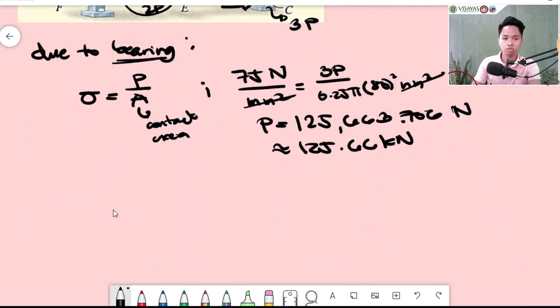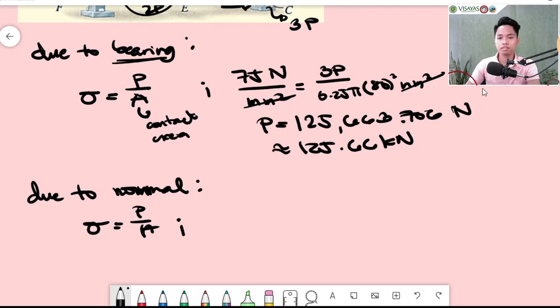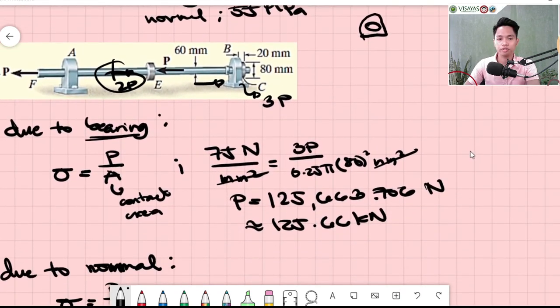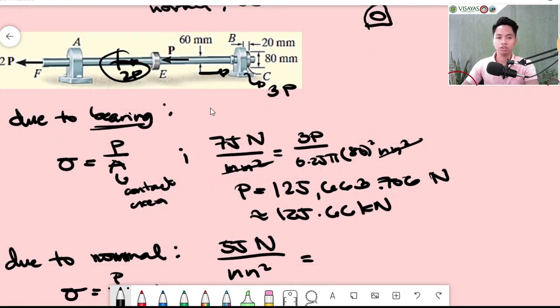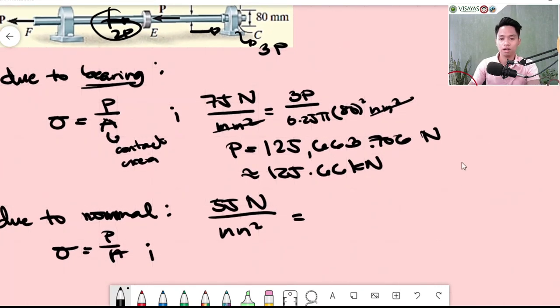Now, what is due to normal stress? Due to normal, stress is equal to force over area. For your normal stress, we have allowable normal stress equal to 55 MPa, so 55 Newton per mm squared. What is the force we are considering? There are two sections, section AE and section EB. Again, we investigate the bigger one, section AE, which is 2P. So, 2P is what I will use here.